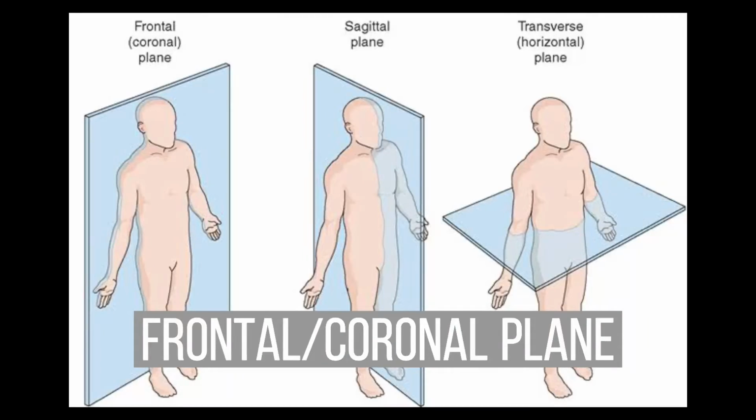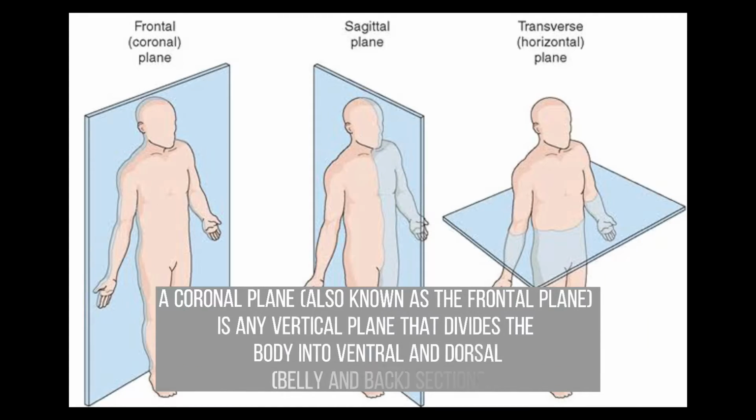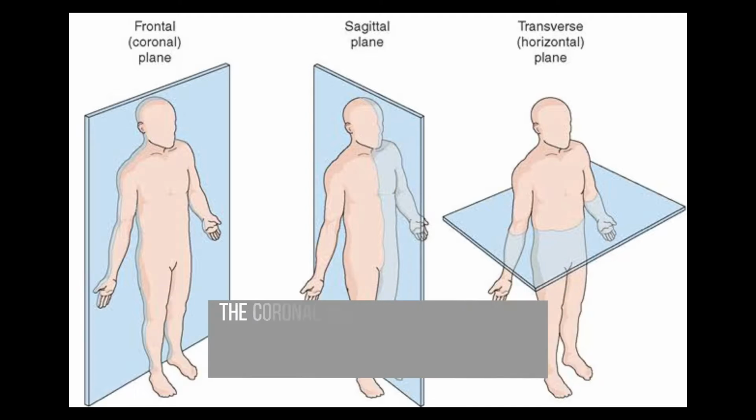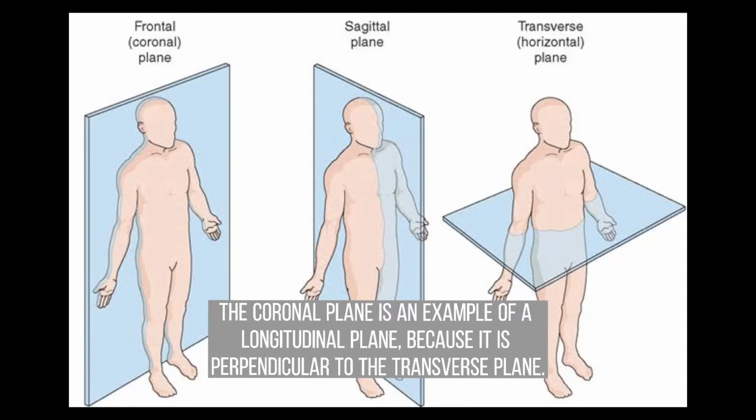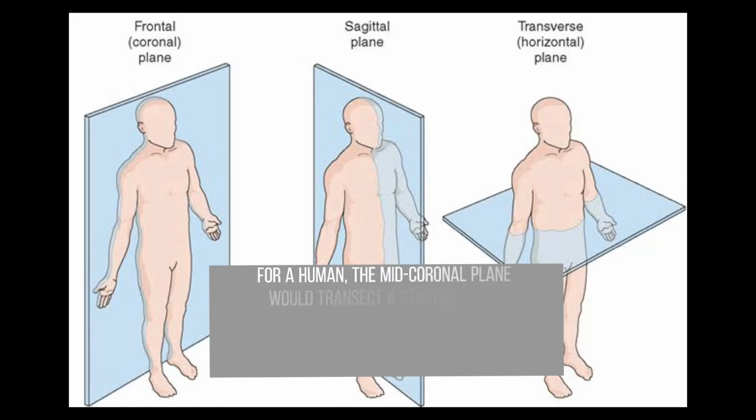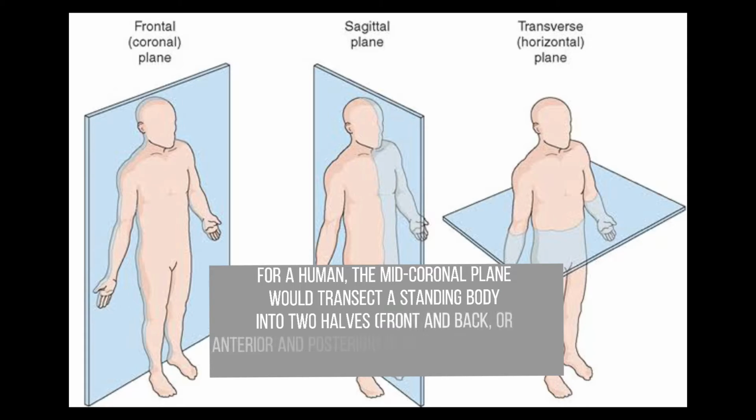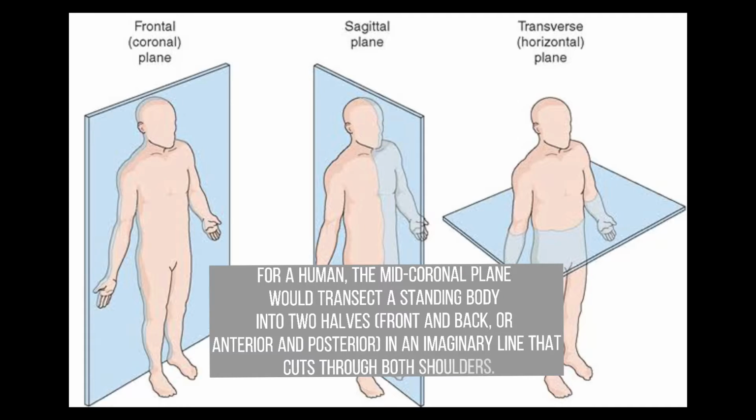A coronal plane, also known as the frontal plane, is any vertical plane that divides the body into ventral and dorsal, which is also known as belly and the back sections. The coronal plane is an example of a longitudinal plane because it is perpendicular to the transverse plane. For a human, the mid-coronal plane would transect a standing body into two halves, front and back, or anterior and posterior, in an imaginary line that cuts through both shoulders.